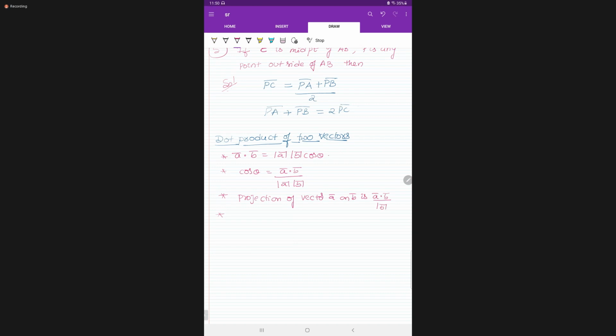Next, modulus of A bar plus B bar is always less than or equal to modulus of A bar plus modulus of B bar. For this proof also, we'll discuss in the class that modulus of A bar dot B bar is less than or equal to modulus of A bar into modulus of B bar.